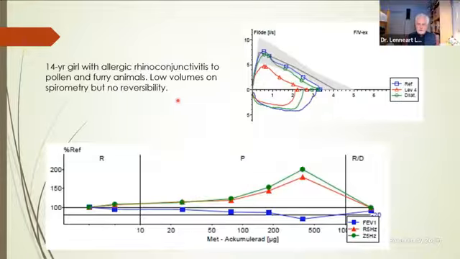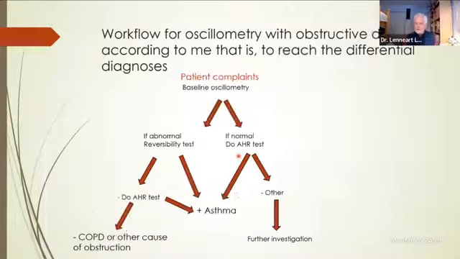Here's another case. This is a 14-year-old girl, again with allergy history to pollen and furry animals. She had low volumes in spirometry, but again, no reversibility. As we can see here, the green line didn't budge. Again, they put her through the hyperresponsiveness test, and again, we can see here that 150, I didn't put in the line here, but it's crossing somewhere around here. Again, this appears to be at a lower dose than spirometry. So she was clearly hyper-responsive, again indicating allergic asthma.